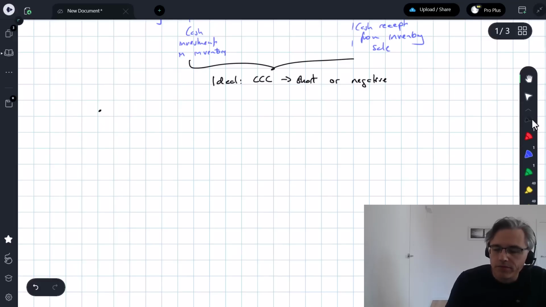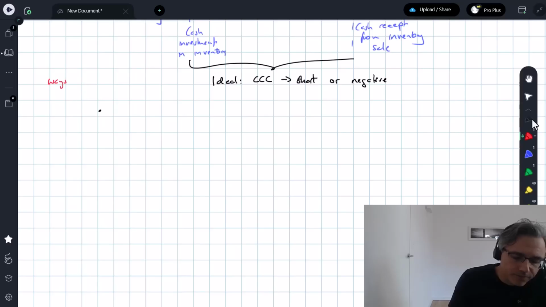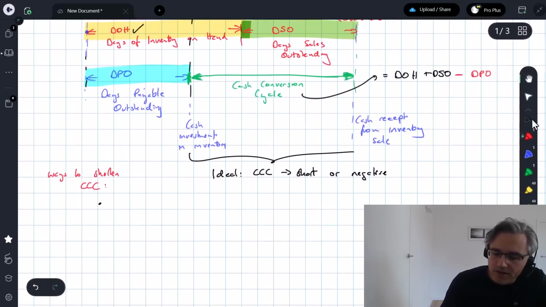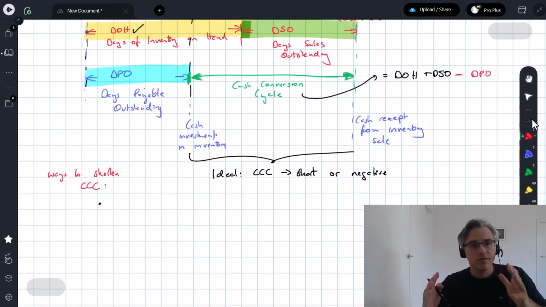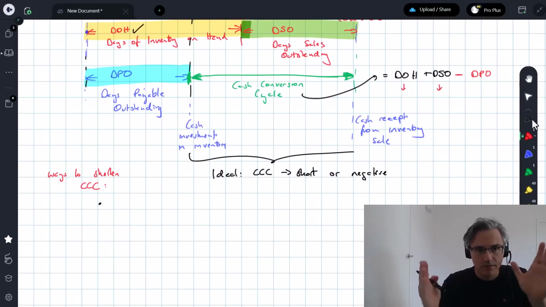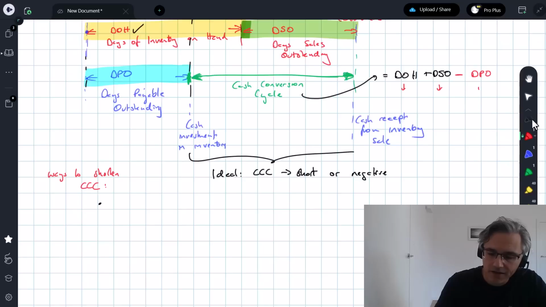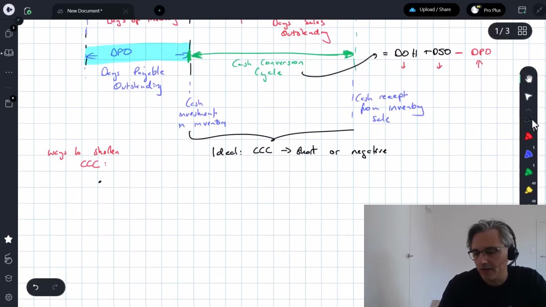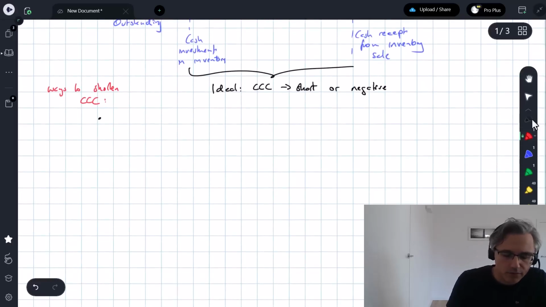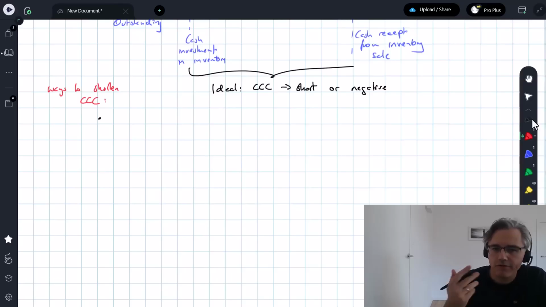You need to be able to recognize ways to shorten the cash conversion cycle, the CCC. Ultimately, if you want to make this cash conversion cycle smaller, you can reduce DOH, you can reduce DSO, shrink it, or increase DPO, because it enters here as something negative. So all of these are absolutely acceptable.